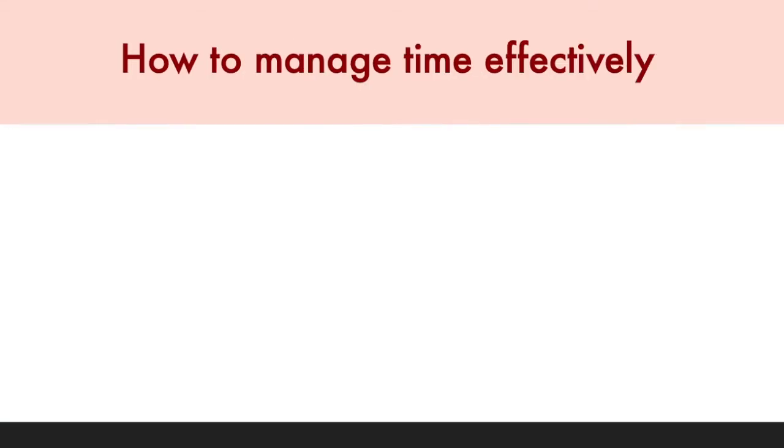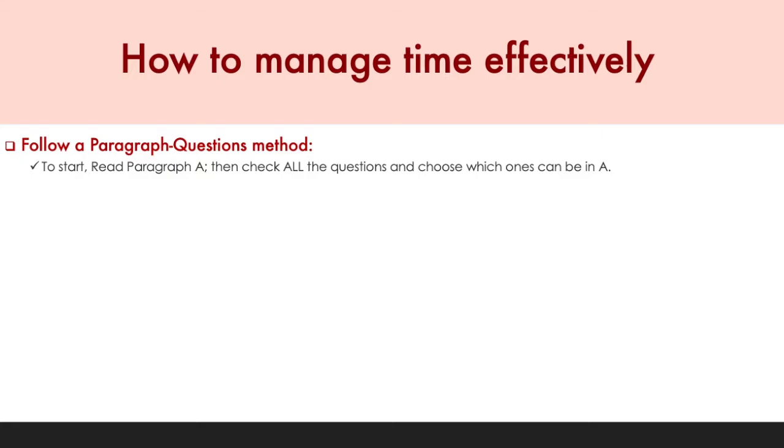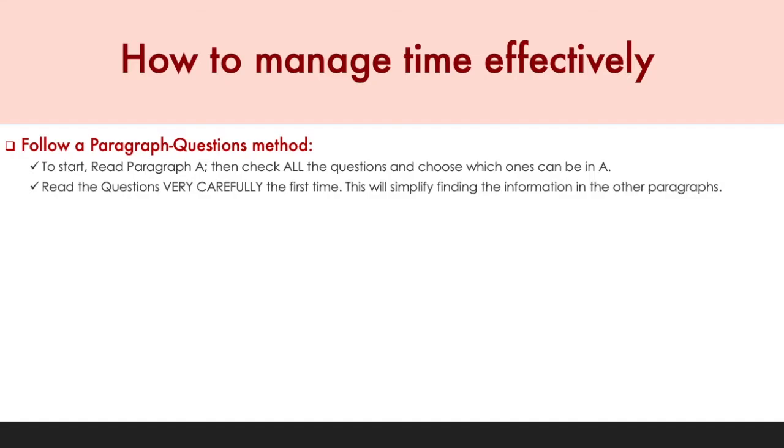How to manage time effectively. Follow a paragraph questions method. To start, read paragraph A. Then check all the questions and choose which ones can be in A. Then read the questions very carefully the first time. This will simplify finding the information in the other paragraphs.